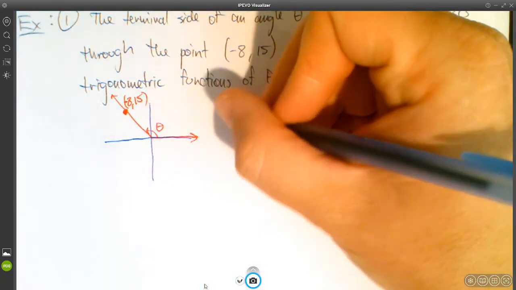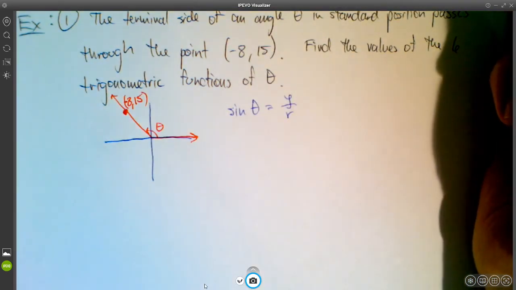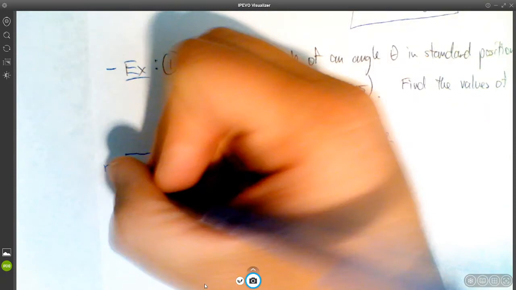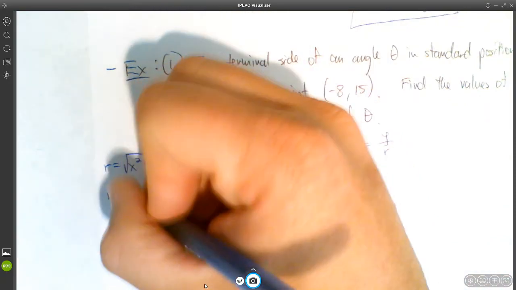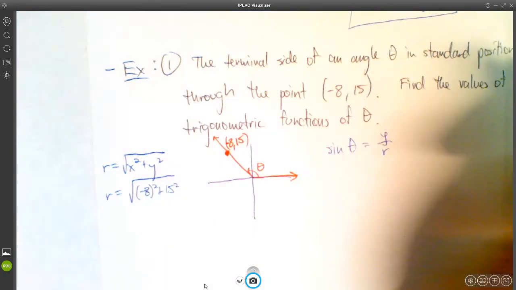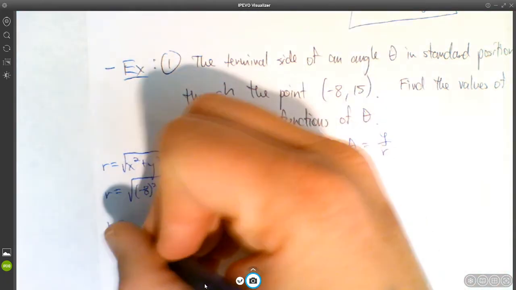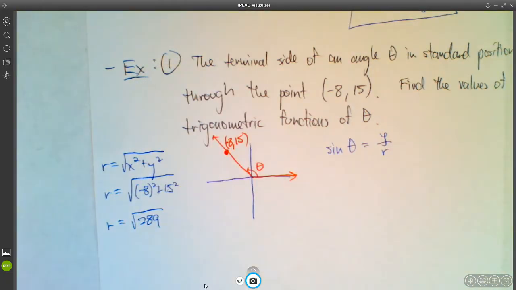Okay, so the 6 trig functions. Well, sine theta is y over r. So I guess we should figure out what r is before we go any further. I'm going to do some scratch work over here and say, well, I know that r is going to be the square root of x squared plus y squared. So that's the square root of (-8) squared plus 15 squared. So that's 64 plus 225, I think. Yeah. So r is going to be the square root of 289. Is that a perfect square? I think so. Yeah, 17. So r equals 17. Look at that. Okay, so r equals 17.